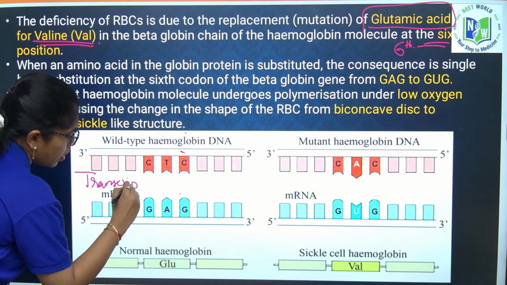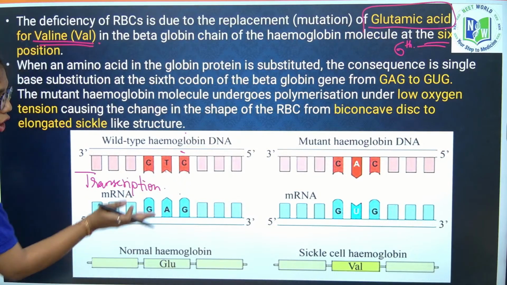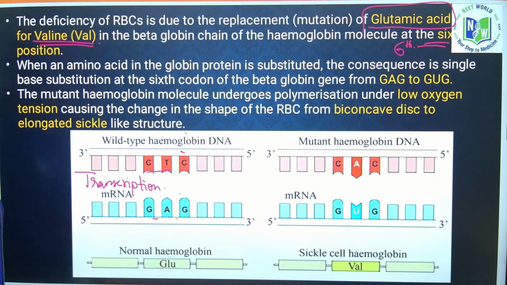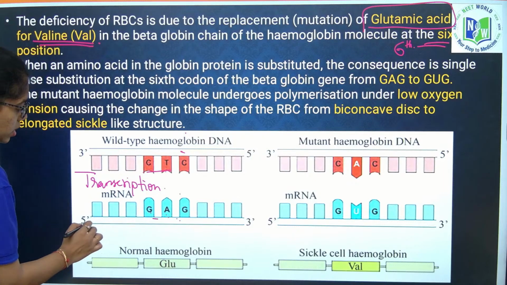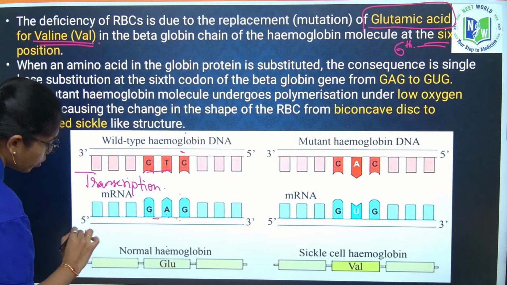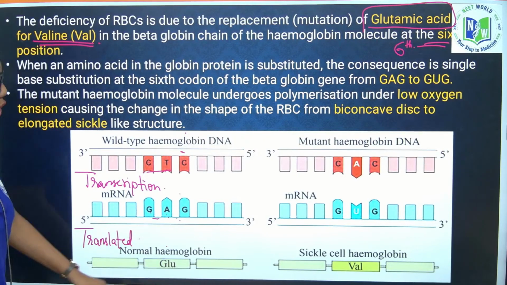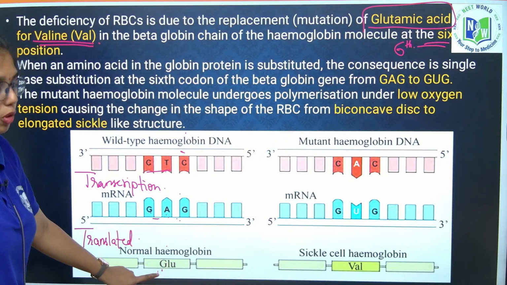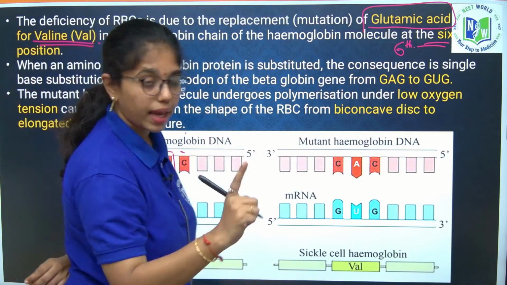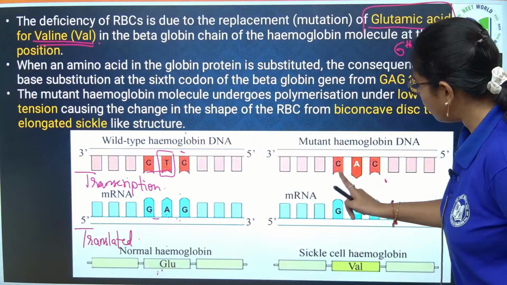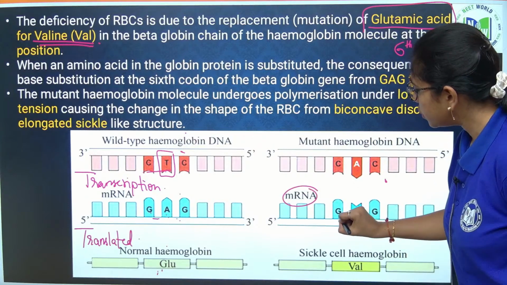Transcription, right? At the 6th position, when CTC is there, complementary to this, what is coded in the mRNA? GAG is coded in the mRNA. When this is translated to amino acid, glutamic acid is formed at the 6th position. But then, just by mutation of a single nitrogen base during DNA replication, which is CAC, during transcription the mRNA is copied as GUG.